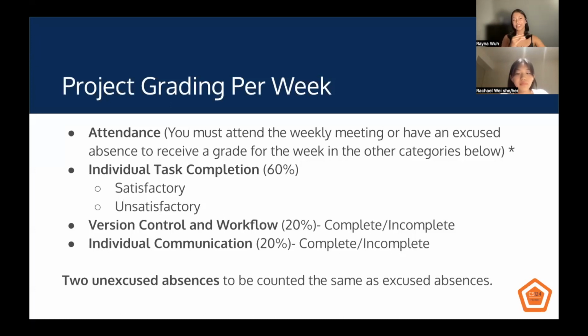For the actual breakdown, we have individual task completion, which comprises about 60%. This is split up into satisfactory and unsatisfactory. As long as you're keeping on pace or communicating that you might be a little bit behind and can only complete certain tasks, a satisfactory will give you 100%, and an unsatisfactory 50%. Then version control and workflow is 20%. This is complete and incomplete. Same with your communication, and these each comprise about 20% of your weekly grade, with the same 100/50 breakdown as the individual task completion.